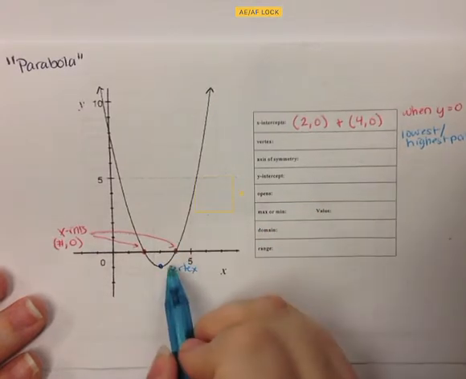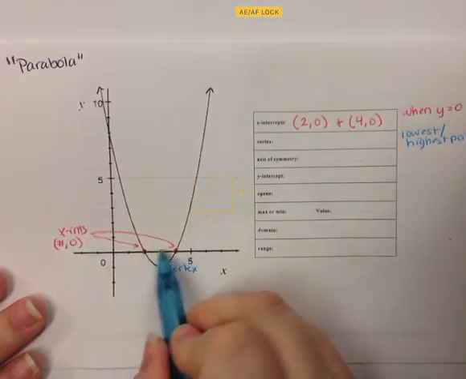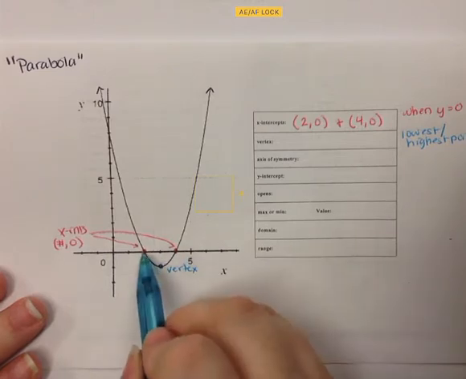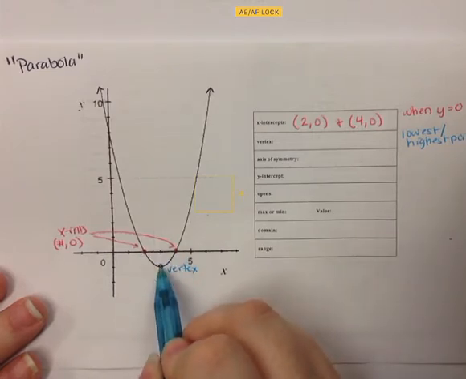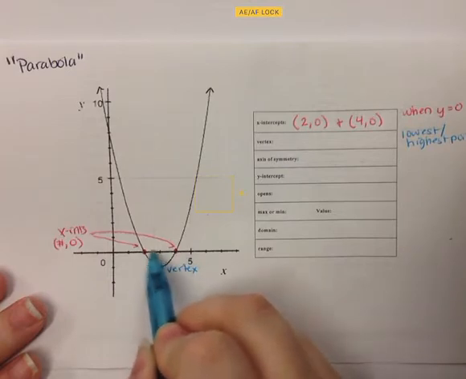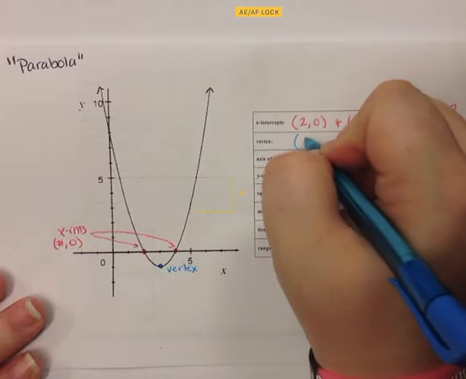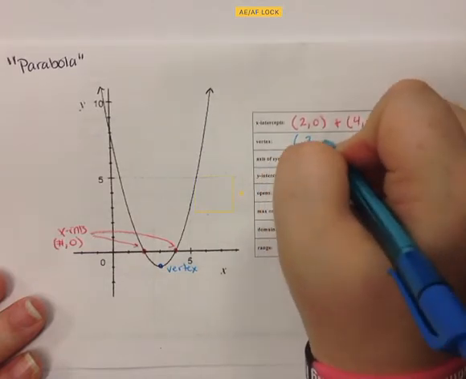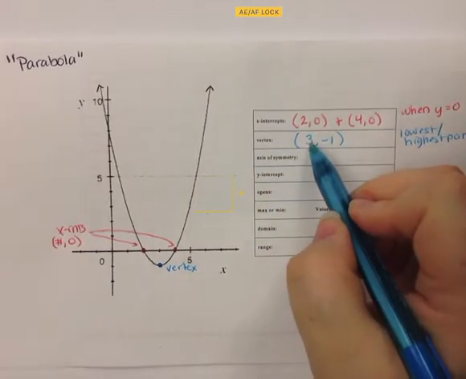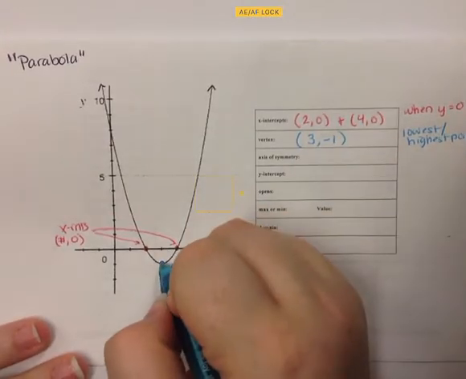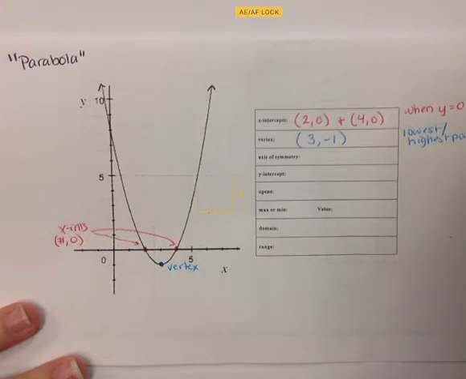Now the vertex is actually halfway between the x-intercepts because it creates symmetry. So for our vertex, the x value is between the x-intercepts. This vertex is actually at coordinate (3, -1). And as you can see, 3 is halfway between 2 and 4. And this is at the y value of negative 1.